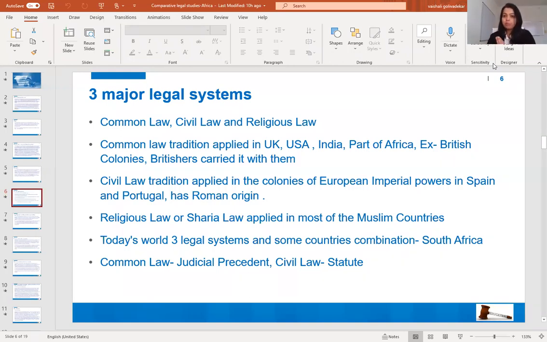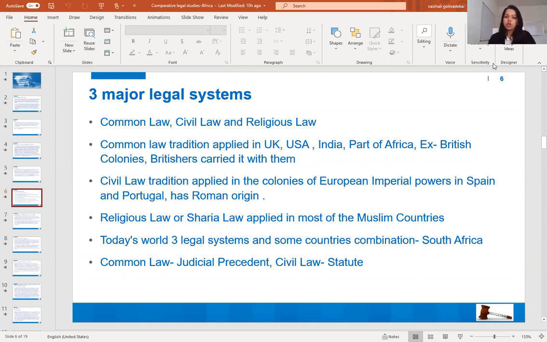You know that Britishers made colonies throughout the world, right? They made colonies in Australia, in India, in Africa, in the US. In the US also, the Britishers had colonies before independence. In Canada too. So all these countries still follow British law, or the common law legal system.